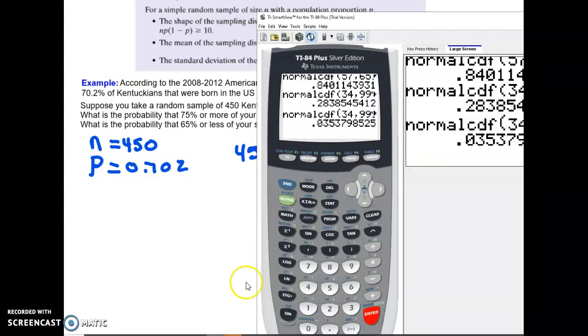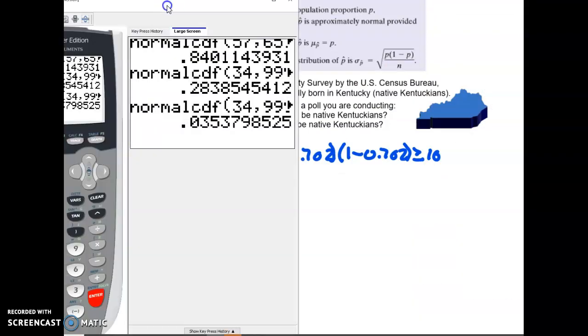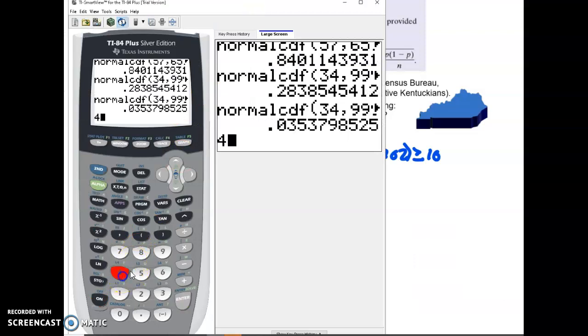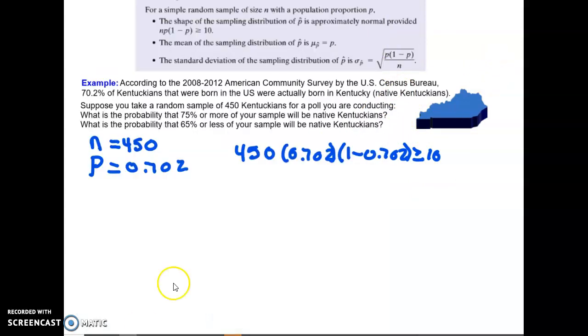So let's go to the calculator here. If I do 450 times 0.702 times 1 minus that amount, I end up with 94, and 94 is clearly greater than 10, so we can work this problem using the method that we've described here.